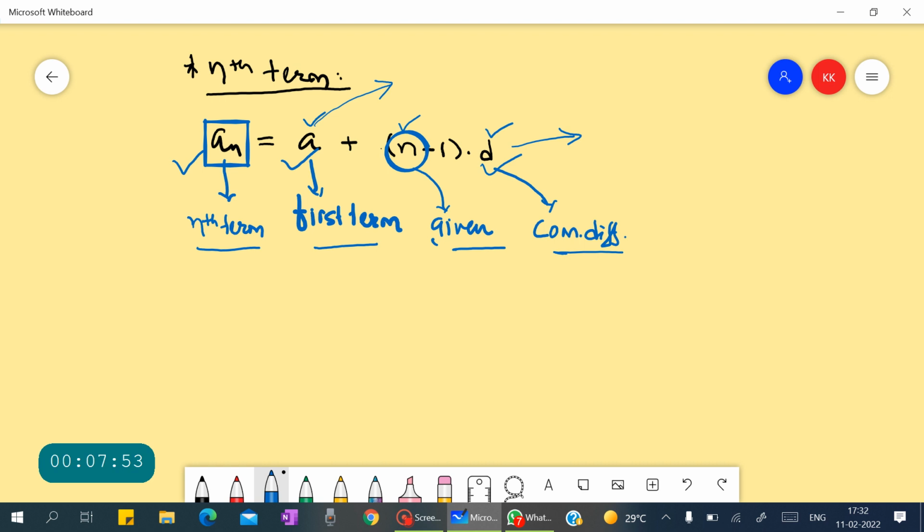Let's have a few examples. I'm sure that it's given in the textbook very nicely. For this, you can always practice Exercise 5.2, Question number 1.